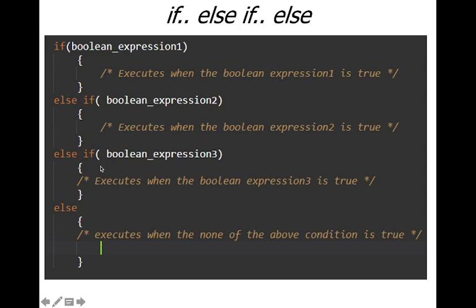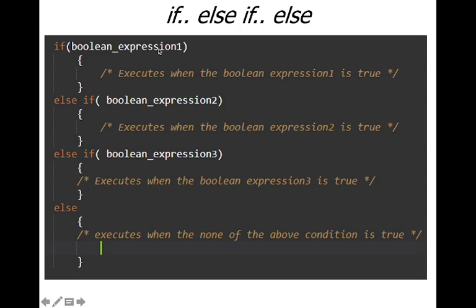If all the conditions fail, then we will check for the else part. This else part is optional, as we have already said. If there is an else part and none of the conditions are true, then it will execute the else part and come out of the statement. So in this way it happens.